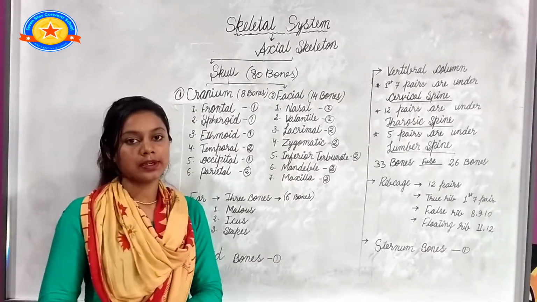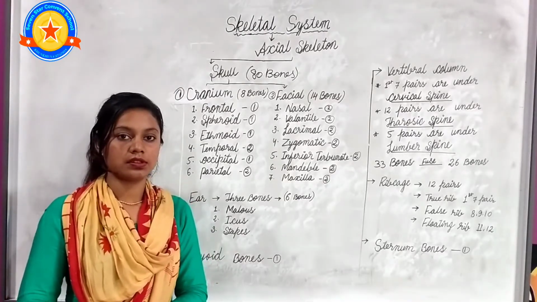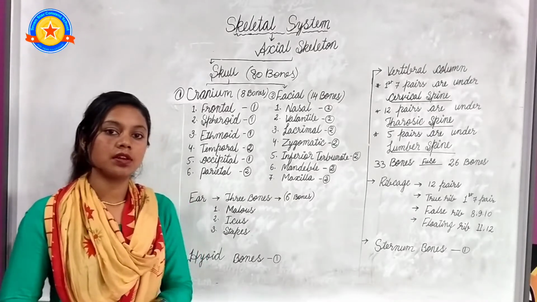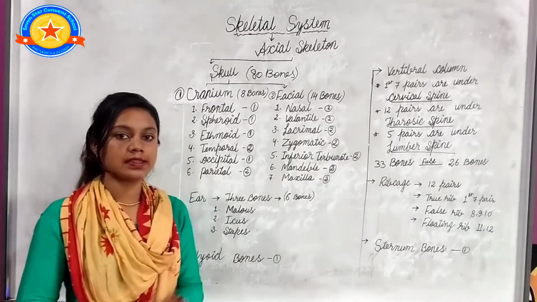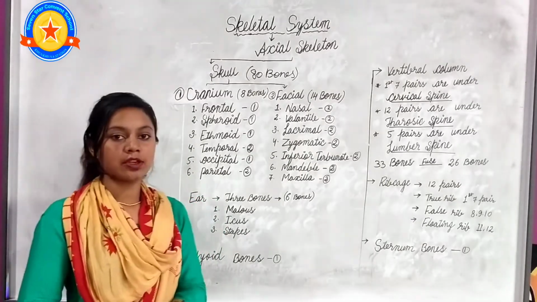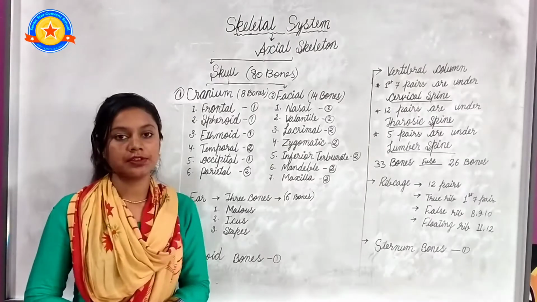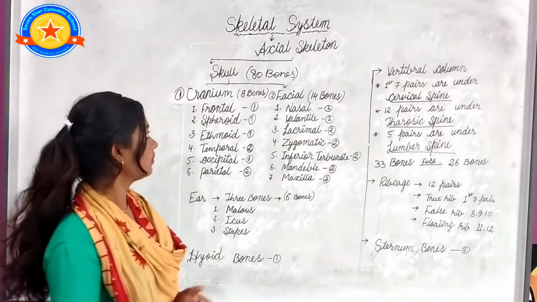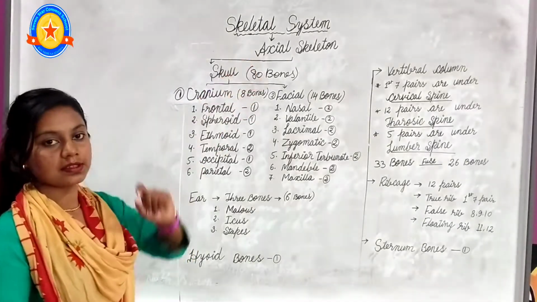See, at birth, the child has 270 bones, but when they grow up and become an adult, only 206 bones are left. Why does this happen? This happens because some bones are fused together, and about this fusion we will learn in the coming sessions. So first we will start with these two parts of the skeleton.